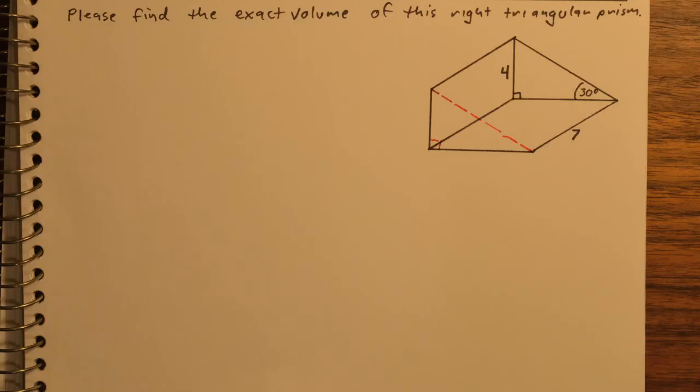Next, find the exact volume of this right triangular prism. Note the word exact. That indicates that we might have a square root or a pi. In this case, we'll deal with some square roots. We know we're looking at volume equals area of the base times the height. Remember, area of the base is the area of one triangle. The height is the height of the prism. In this case, it's the distance between the two triangles, so height is 7.